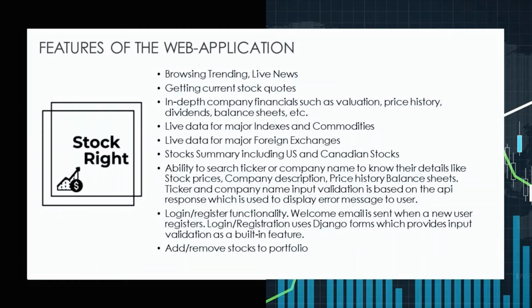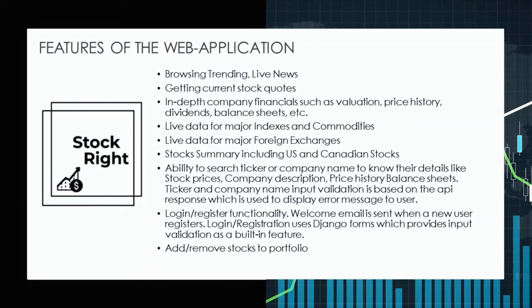So moving onwards, the features of the web application. We looked at the user requirements. Now, these are the features that we actually ended up implementing. So as mentioned, we implemented live news. We implemented getting current stock quotes, which includes price, PE ratio, volume, market capitalization, and many other good things. We also provided in-depth company financials, such as valuation, price history, dividends, the most recent balance sheet.